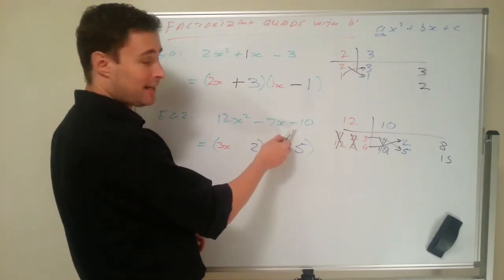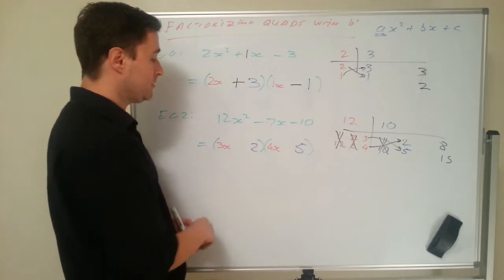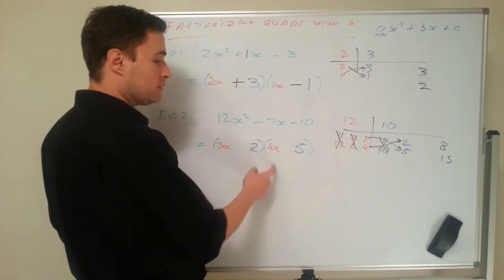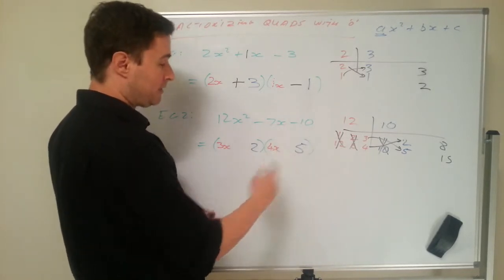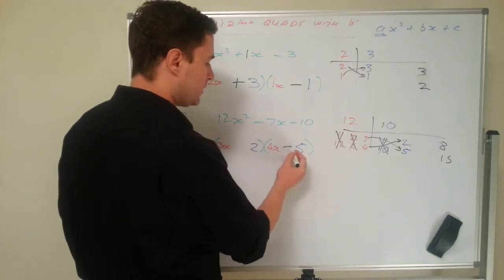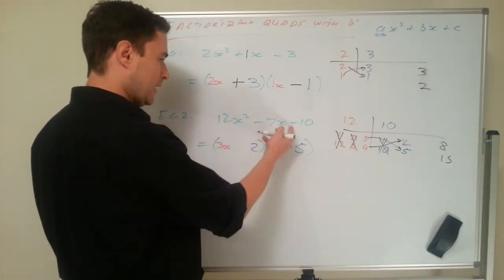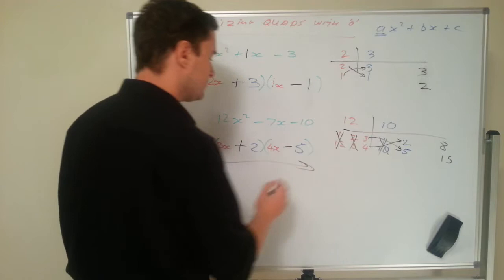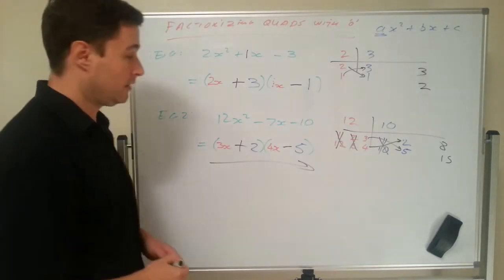That sign says the signs are different. This goes to the biggest combination. What's bigger? 3 times 5 or 4 times 2? 3 times 5 is bigger than 4 times 2. So 3 times 5 is bigger. Signs are different. Done. Okay.